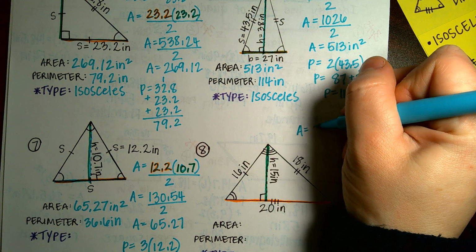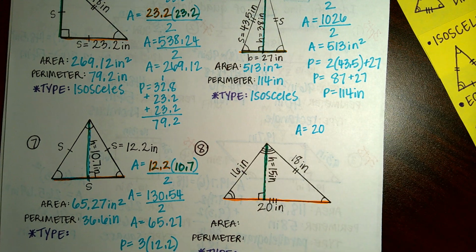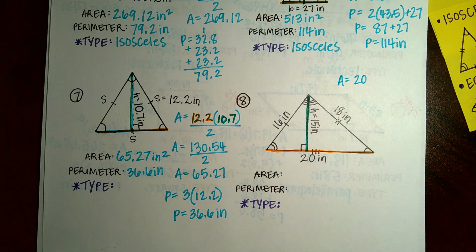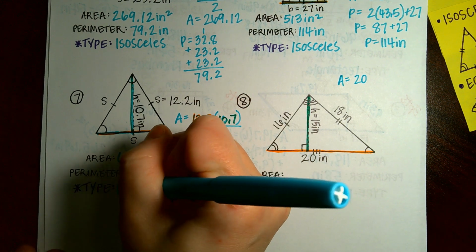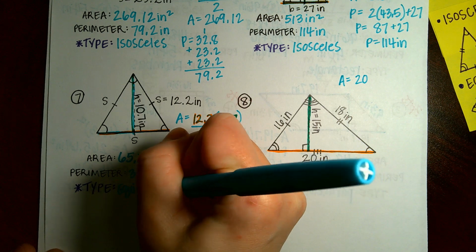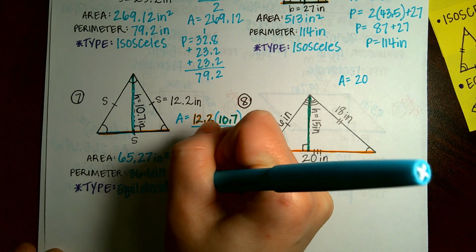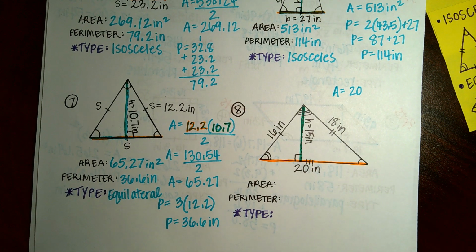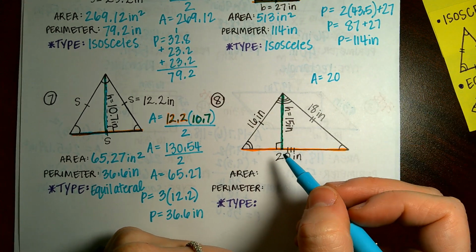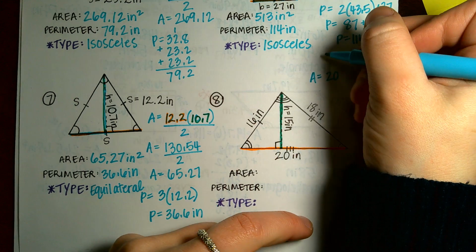You didn't put the type for number 7. What type of triangle is number 7? Equilateral. I got it. Oh no, it's 36. I thought it was 26. I got 36. Yes, perfect. You both got that.